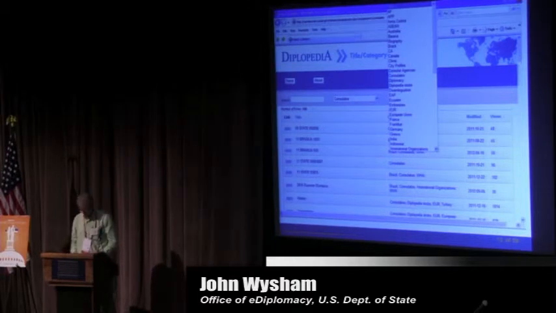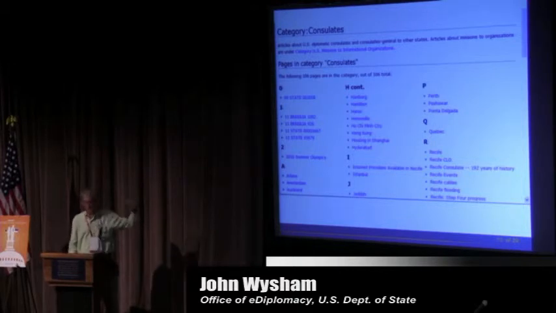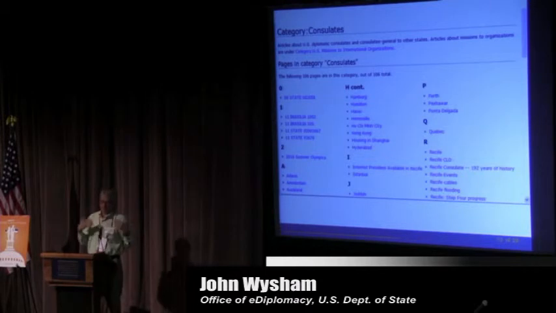So you could click on consulates in France, and boom, you'd be brought to it. Contrast that with what you have in Developedia when you go to the consulates category. You have the same 106 pages, but you just have the page titles. You don't really see what other categories lie behind those titles.